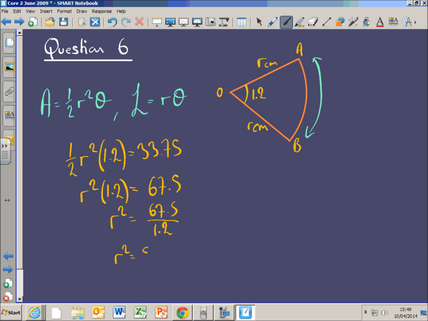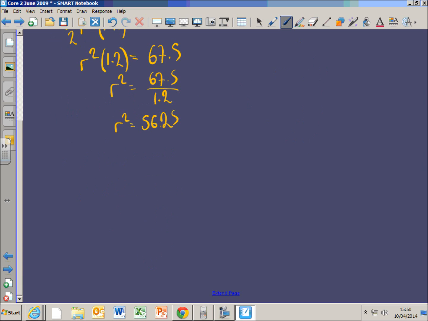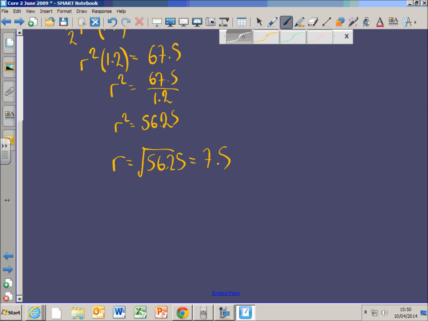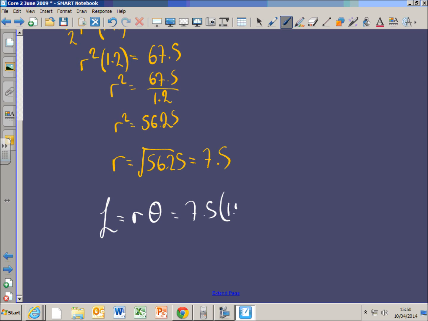Is it 0.25? Let's just square root it. And what do you get? 7.5. So I've got the r value, and now I can find out what that length is, the arc length. The arc length is going to be r theta, so it's going to be 7.5 times 1.2, which gives me what? 9? Is that right?